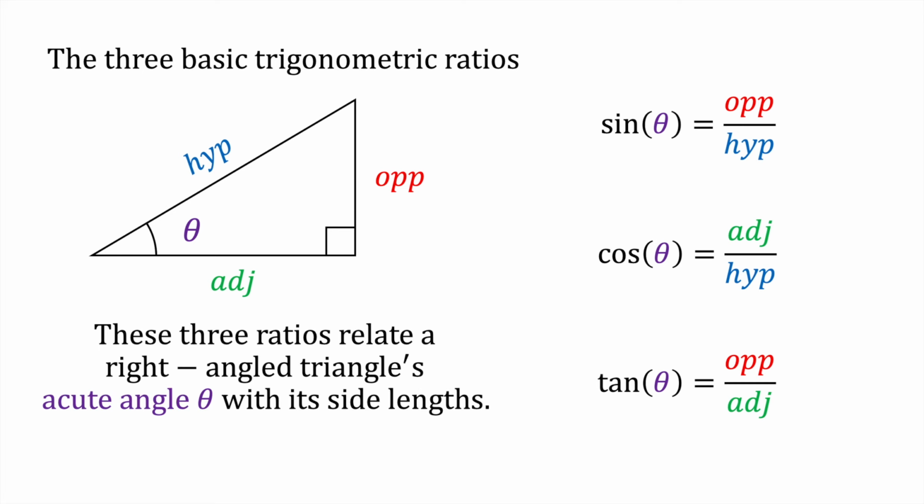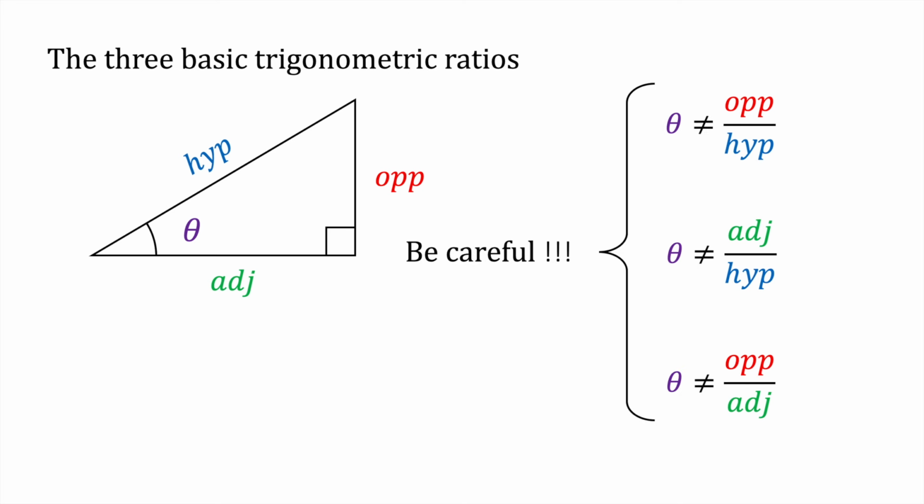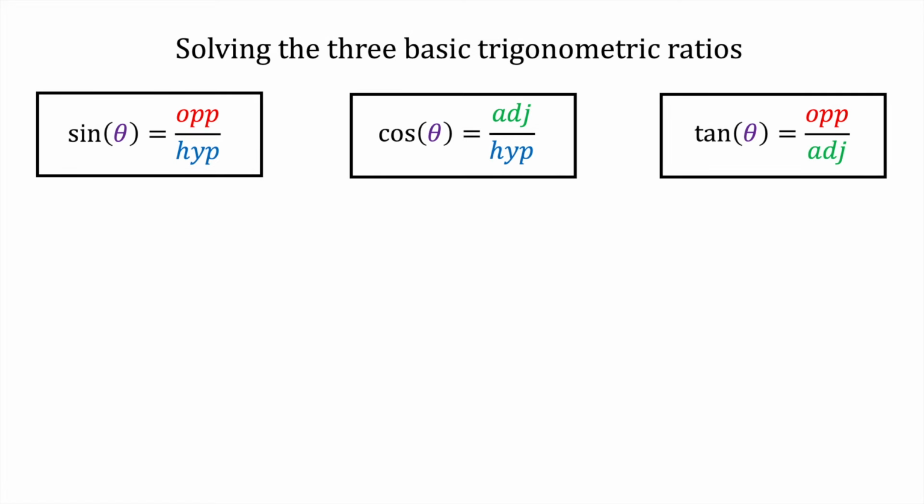These three ratios relate a right-angled triangle's acute angle with its side lengths. Each of these three trigonometric equations have three variables in them, the angle theta and a combination of opposite, adjacent, and hypotenuse. Be careful and do not make the error that the angle theta is directly equal to any of these ratios. In order to use trigonometry, we need to be able to solve each of the three equations for each of the variables in them.